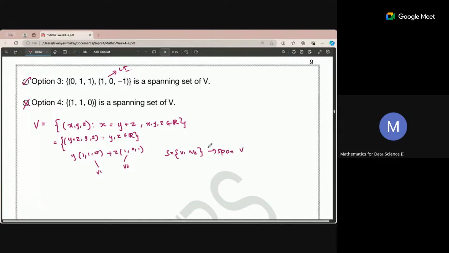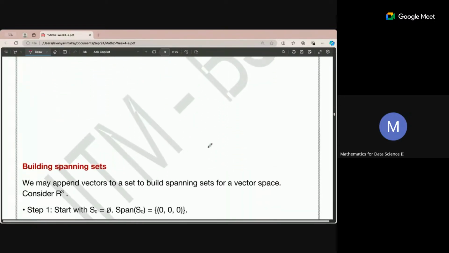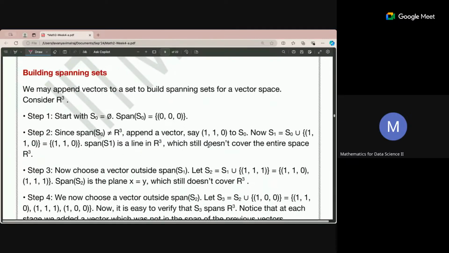Formally, let us look at how you build spanning sets. For building spanning sets, let us start with one vector from the set, and then keep on adding vectors to that set till we get a spanning set. So let us start with R3. For R3, let us start with the empty set. What is the span of the empty set? It is the zero vector.